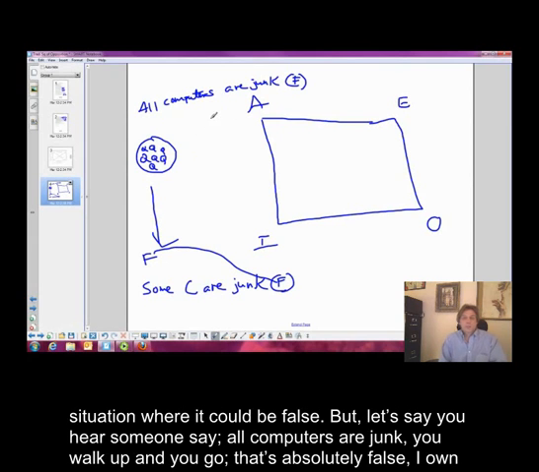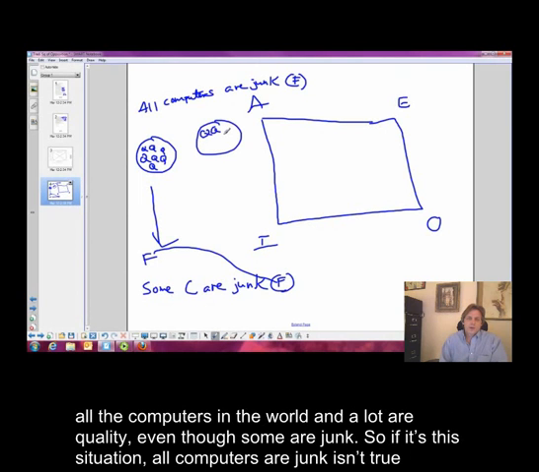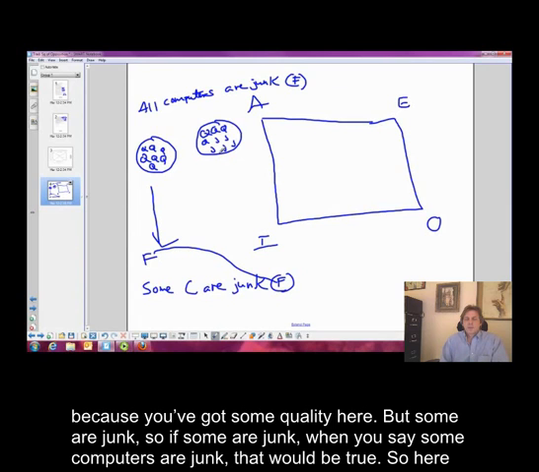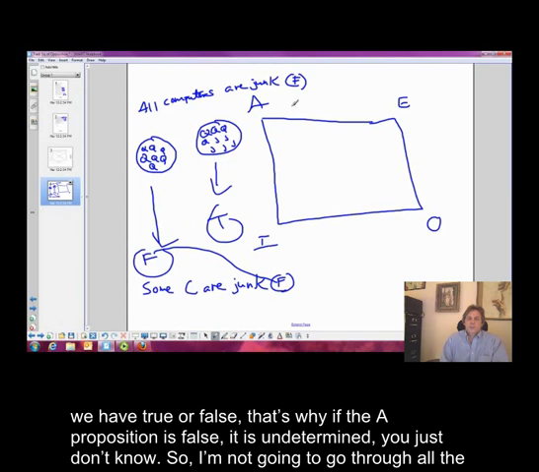But let's say you hear someone say all computers are junk. You walk up and you go, that's absolutely false. I own all the computers in the world, and a lot are quality, even though some are junk. Okay? So if it's this situation, all computers are junk isn't true because you got some quality here, but some are junk. So if some are junk, when you say some computers are junk, that would be true. So here we have true or false. That's why if the A proposition is false, it is undetermined. Okay? You just don't know.